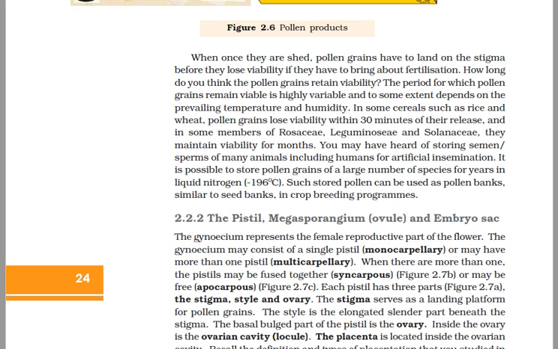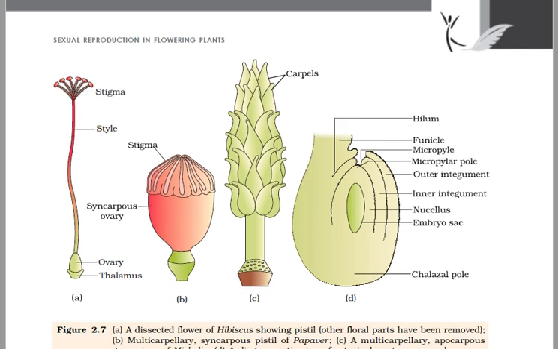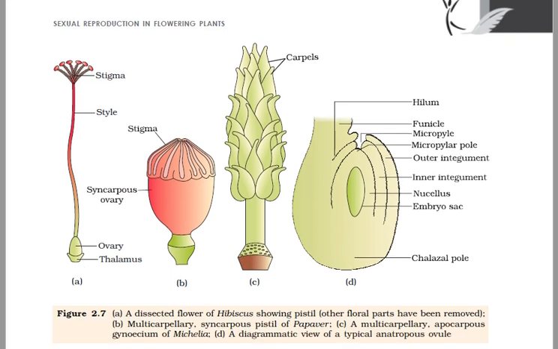Now, further, we must know the presence of the syncarpous as well as the apocarpous ovule or the pistil. Here in the diagram you see different types of pistil. The first one, that is figure 2.7a, represents a dissected flower of hibiscus. Hibiscus, also termed as China rose or shoe flower. This pistil is of hibiscus. It is showing ovary, style, and stigma. They are placed on the base of the flower called thalamus.